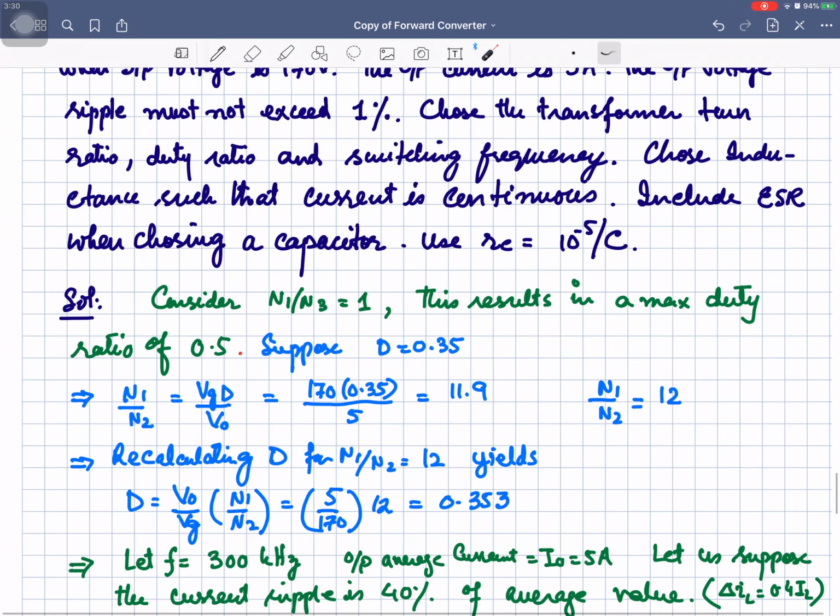With this turn ratio, now let's recalculate the D. The D is equal to V naught by Vg into N1 by N2, using the transfer function of our forward converter. Plugging in the values, you will get D equal to 0.353. So this is the exact duty cycle at which we will be operating, and to relate input and output, we need to have the turn ratio of 12 from winding 1 to winding 2.